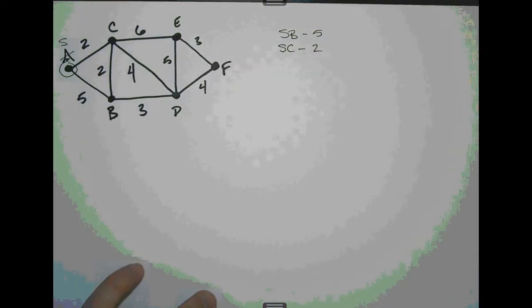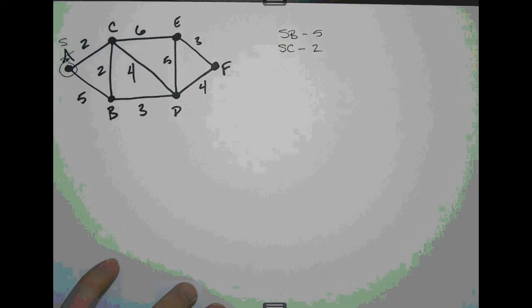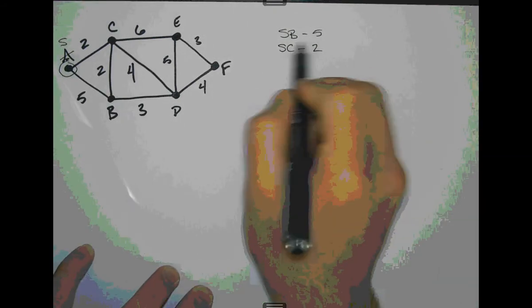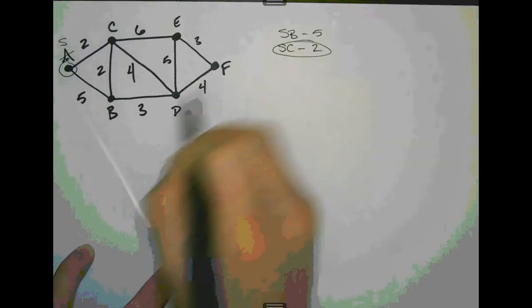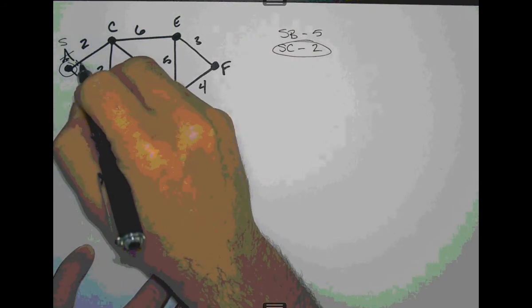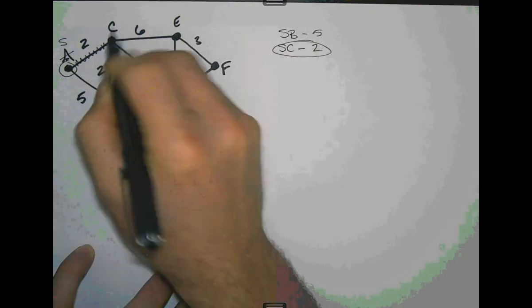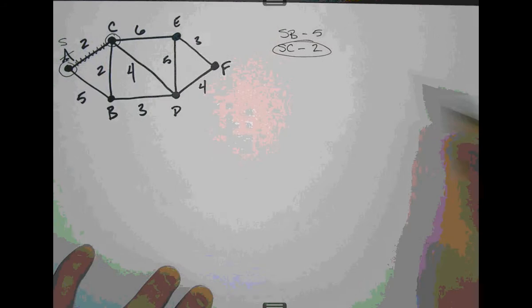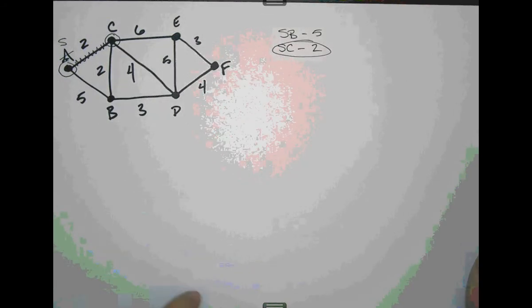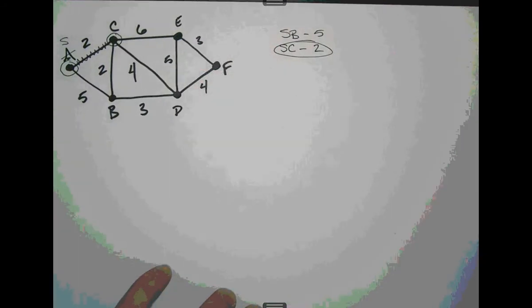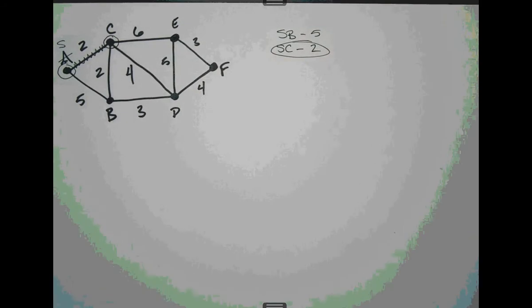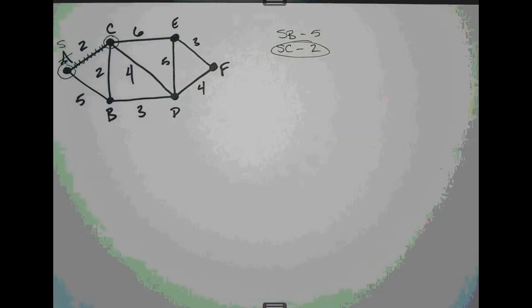Which one's the shortest? SC. So we're going to go ahead and kind of circle that one for a moment so we can know that that's the one we chose to do. We're going to darken the edge from S to C, and we're going to circle vertex C. Easy enough? Now, it says, examine anything uncircled that's adjacent to a circled vertex.